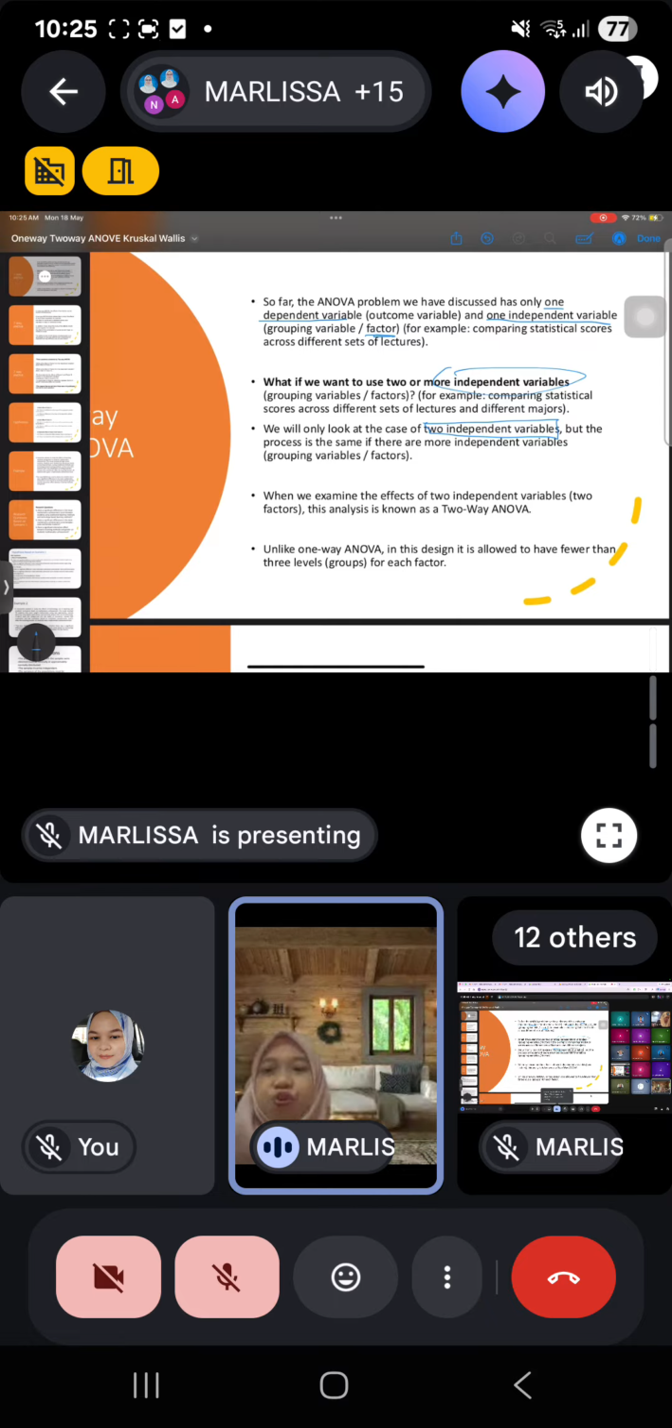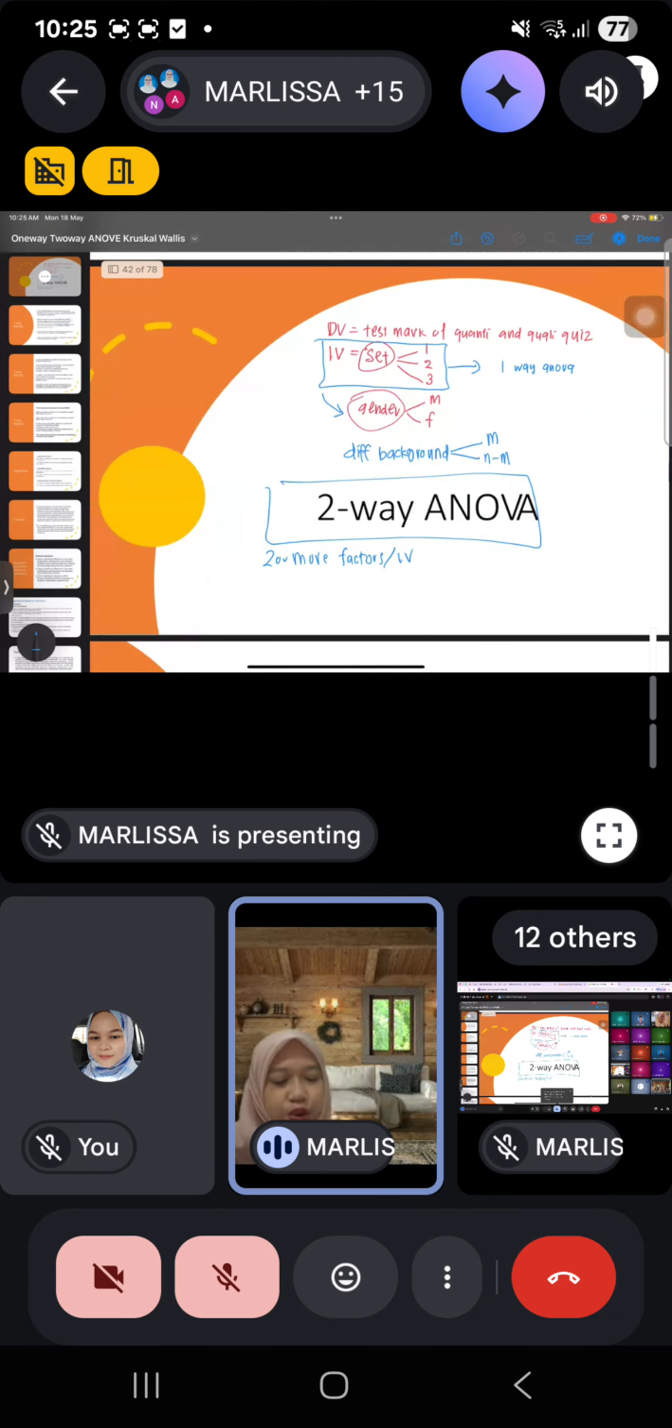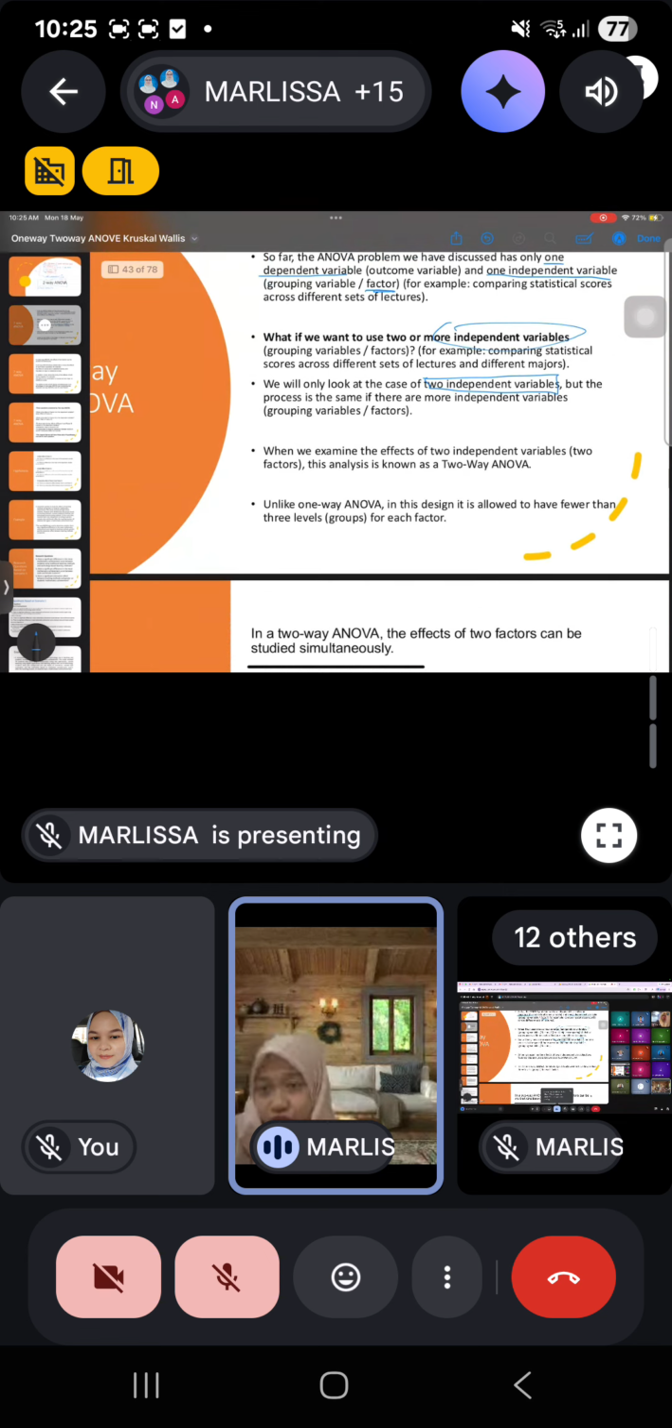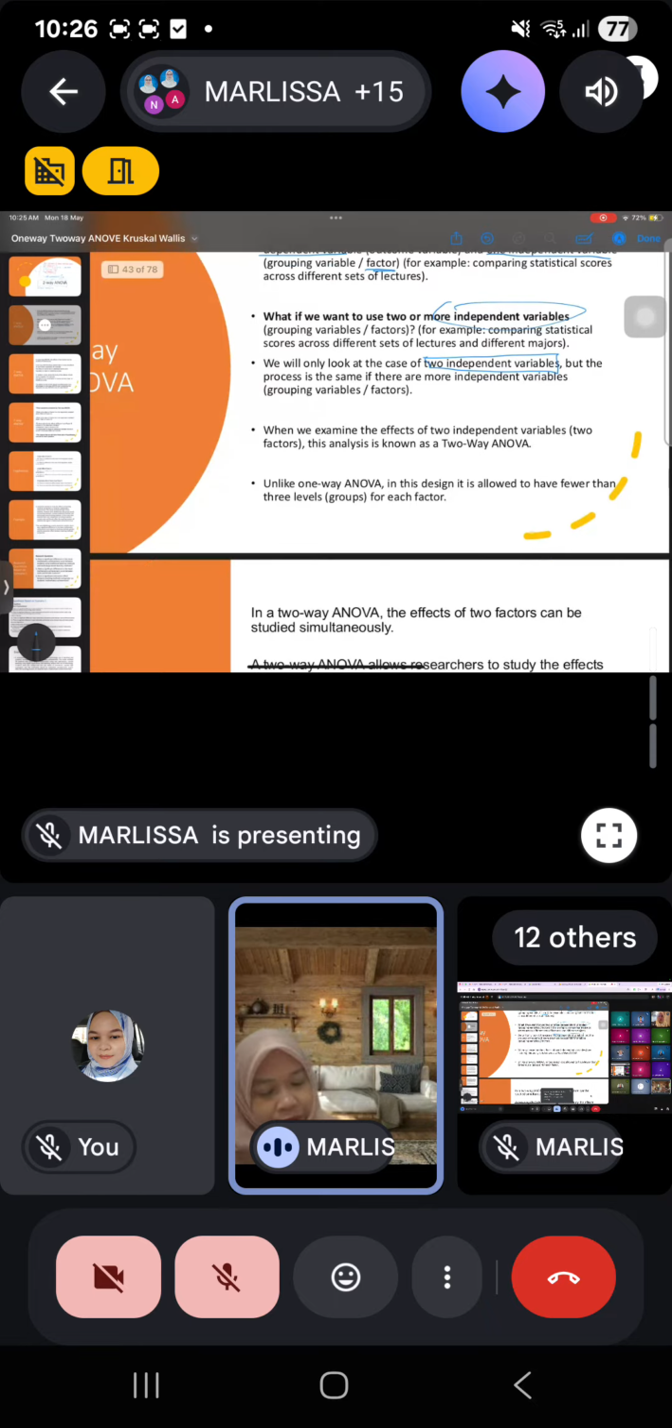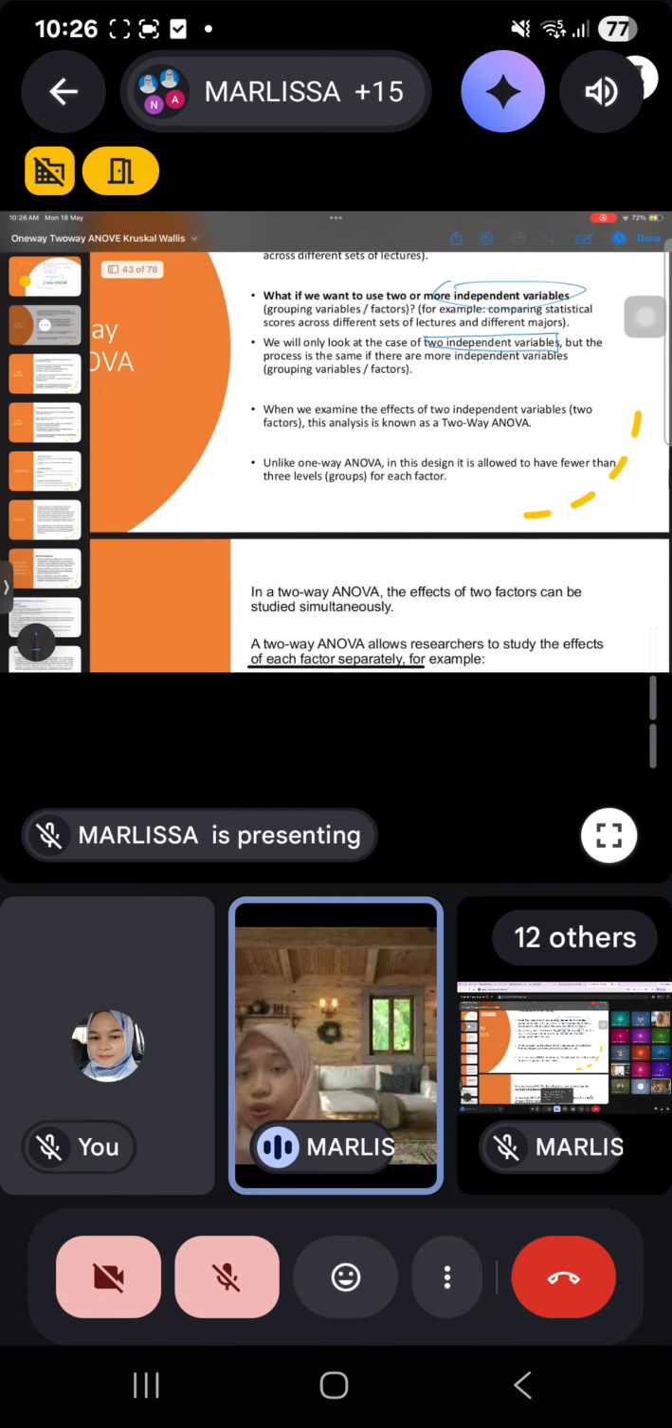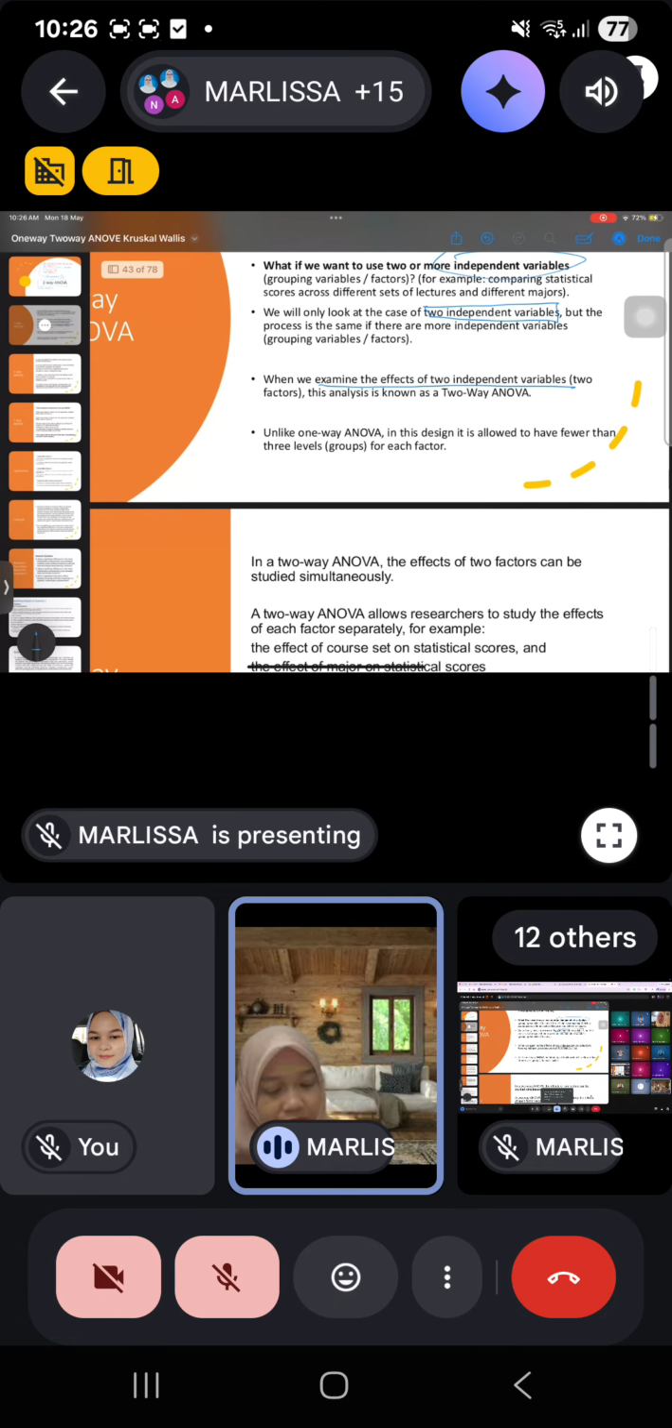But if you have more than two independent variables, let's say you have set, you have gender, you have different backgrounds, so now you have three IVs. Or maybe you want to add more independent variables, 5, 6. The process is still the same as what we are going to look at after this. But for now, we are going to look at the case of two independent variables. So in two-way ANOVA, we examine the effects of two independent variables.